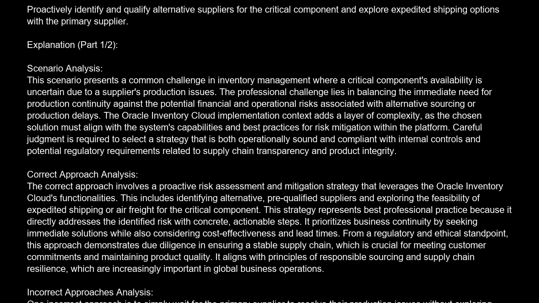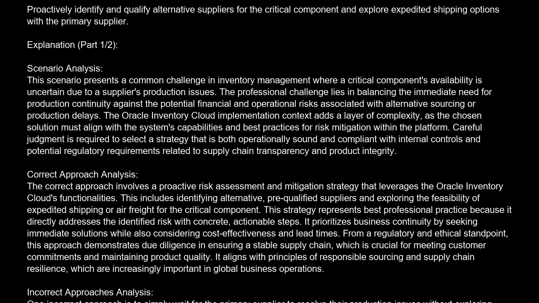Correct approach analysis. The correct approach involves a proactive risk assessment and mitigation strategy that leverages the Oracle Inventory Cloud's functionalities. This includes identifying alternative, pre-qualified suppliers and exploring the feasibility of expedited shipping or air freight for the critical component. This strategy represents best professional practice because it directly addresses the identified risk with concrete, actionable steps, prioritizes business continuity by seeking immediate solutions, while also considering cost-effectiveness and lead times.